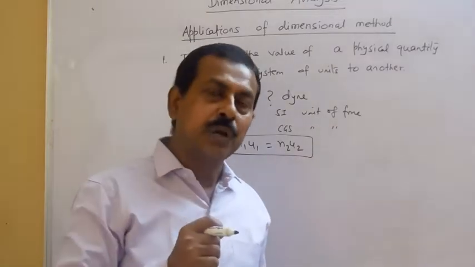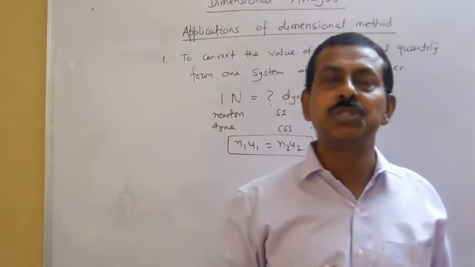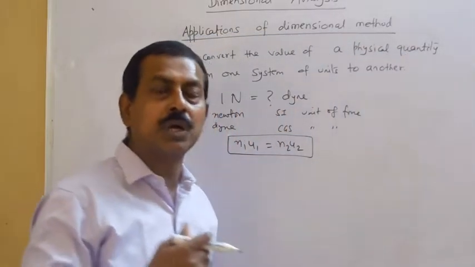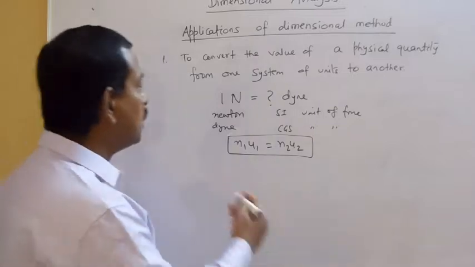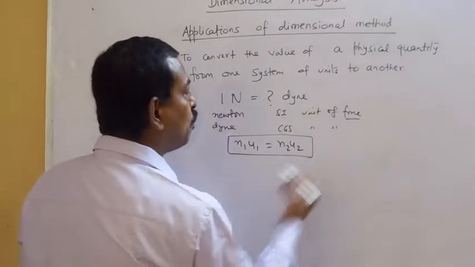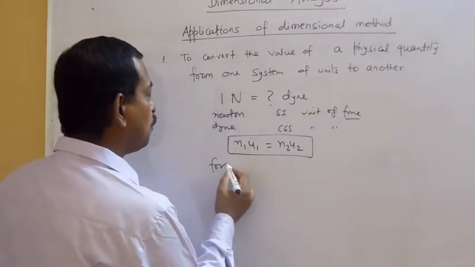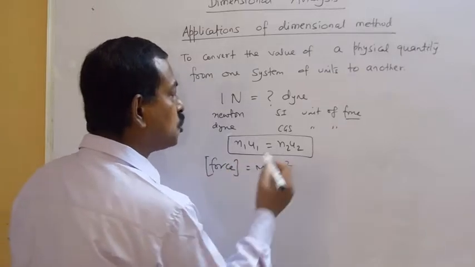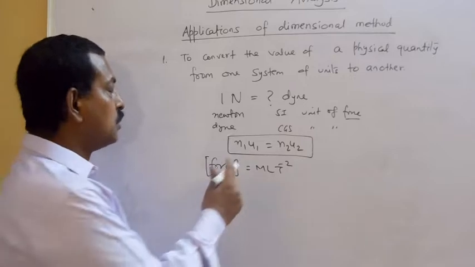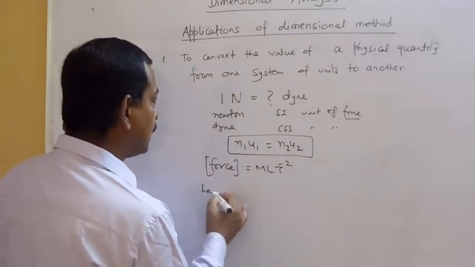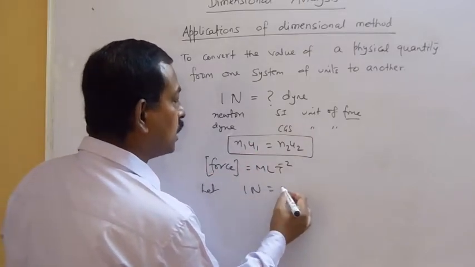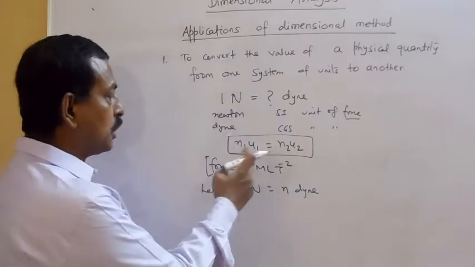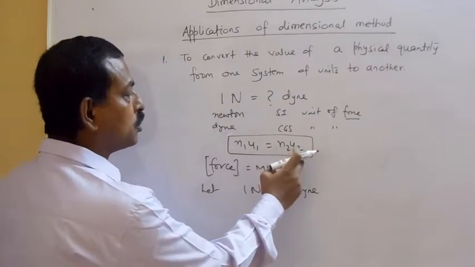So first of all, we'll take the dimensional formula for that physical quantity whose value we want to convert from one system to another. Let's take the force term. The dimension of force is MLT minus 2. This we know. Now let 1 Newton be equal to small n dyne. We are using N1U1 equals N2U2.